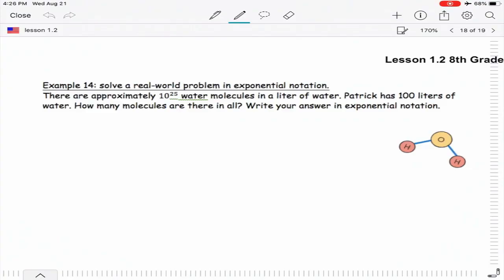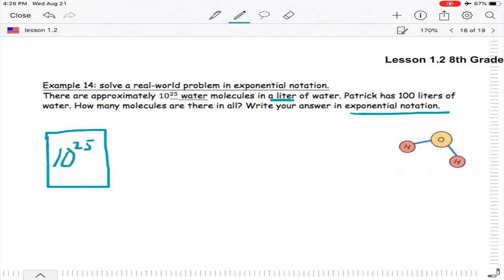There are approximately 10 to the 25th power water molecules in a liter of water. Patrick has 100 liters of water. How many molecules are there in all? Write your answer in exponential notation. You have 1 liter. A liter means 1. Listen, this is my amazing artwork right now. This right here represents 1 liter. And we have 10 to the 25th water molecules in that 1 liter.